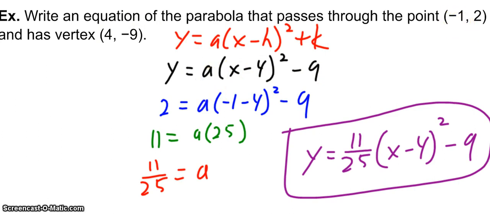So I take the point, negative 1, 2, and plug that in for the x and the y. Now I just do arithmetic, add the 9, square negative 5, divide by 25. Just leave it as 11 over 25. That's fine. We don't need to type that in the calculator. And now just rewrite my equation that I had up here in the black, except for plug in the value for a.